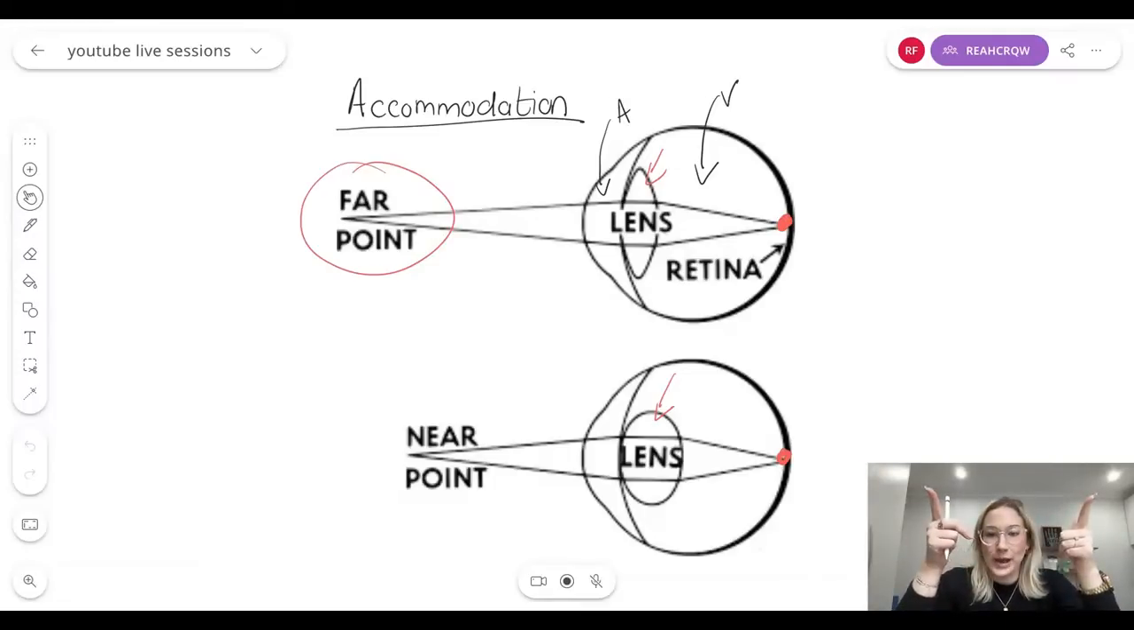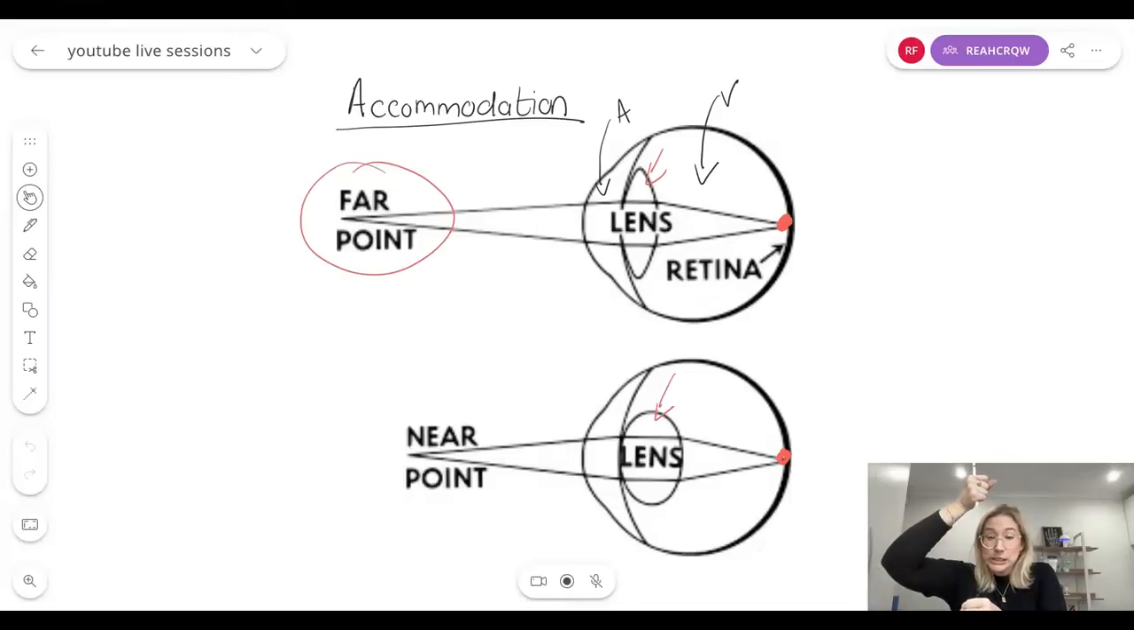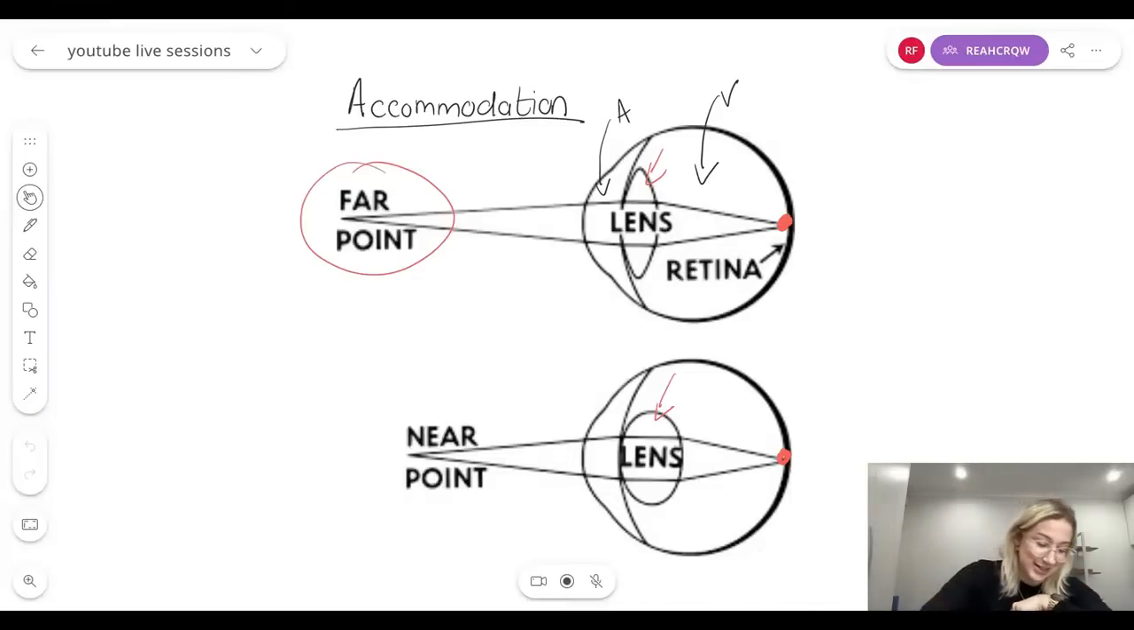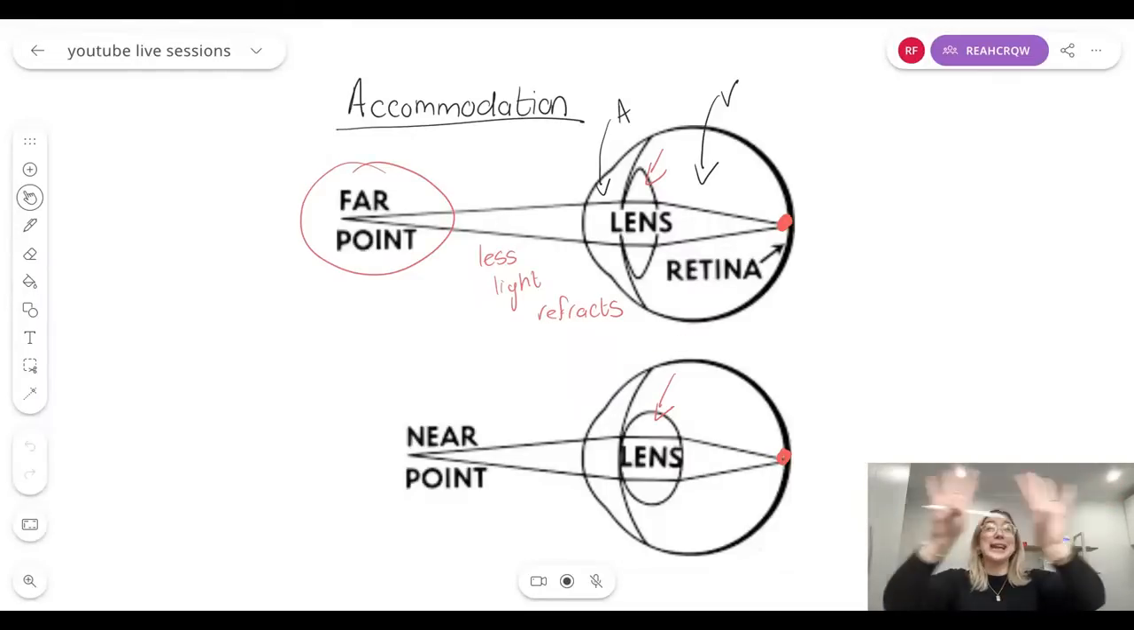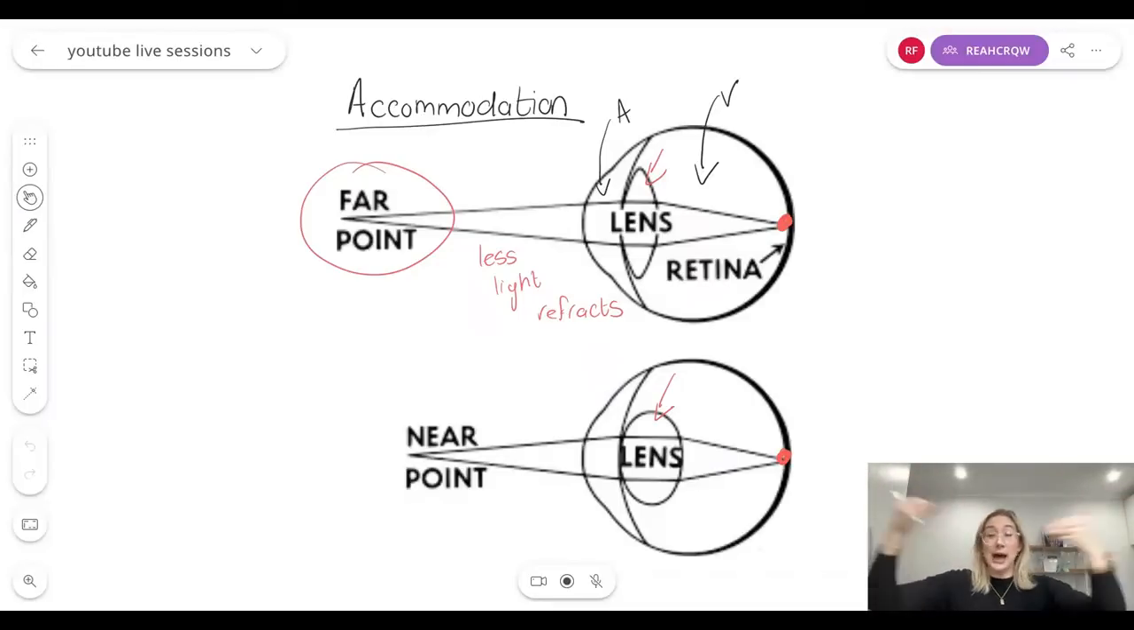When you are looking far away, you have a lot to look at. Yes, you're looking at a lot because there's a lot to take in far away. So your lens pulls flat to let less light. So I'm going to put here less light refracts. Because you want less because there's so much light coming into the eye, right? It's coming into the eye. You've got so much detail to look at. It would overwhelm the eye. So you want the lens to pull tight, become flatter.